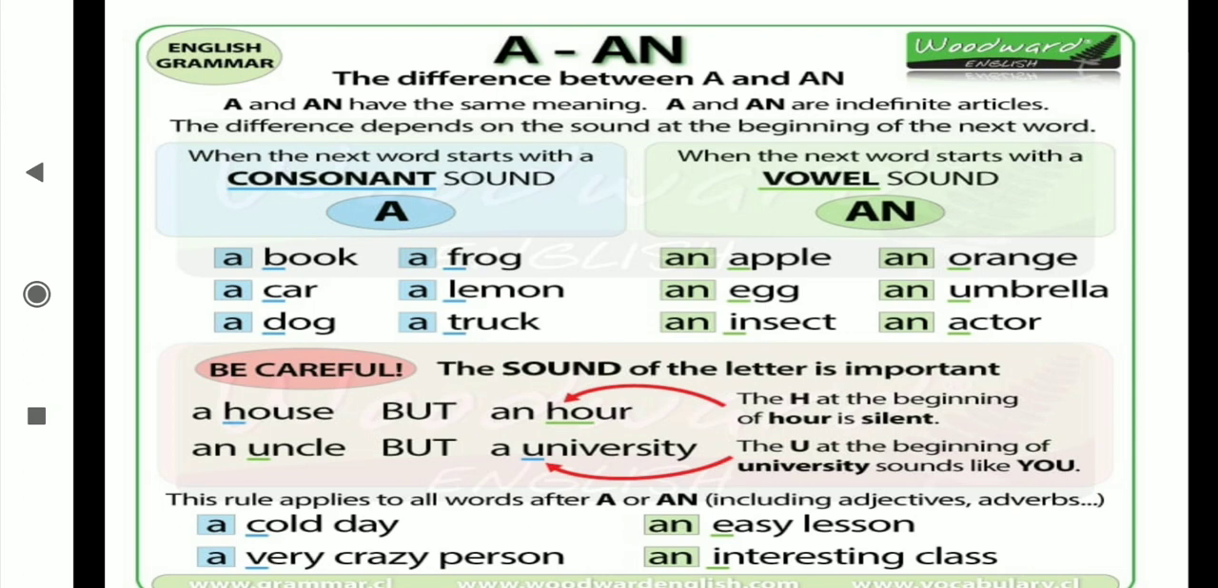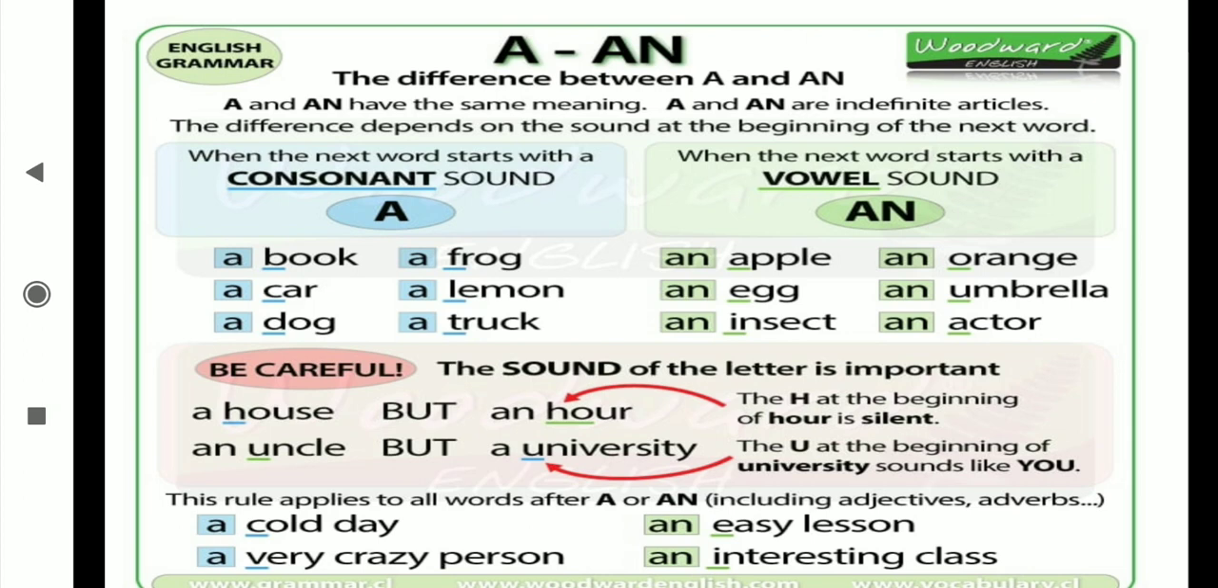But when we look at "hour", H-O-U-R, here H is silent. How do we pronounce it? "Our", not "hour". Saying "hour" would be wrong. Here H is silent, and because of the pronunciation of "our", we use "an". Next is "an uncle". The spelling is U-N-C-L-E, but we are not pronouncing U as a Y consonant sound. That's why "an uncle".